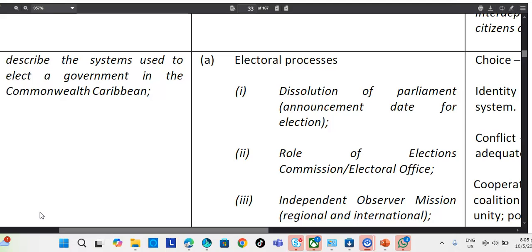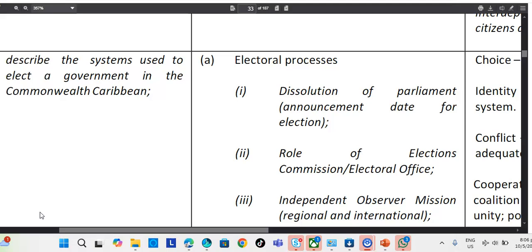They accept nominations, so it's nomination day. Candidates go in and register to contest the election. The electoral office will print the ballot papers which reflect the names, parties, and symbols for respective candidates. So, you know, the ballot papers where you register your vote. They will determine the number and location of polling stations.